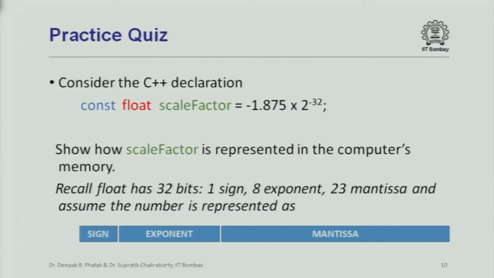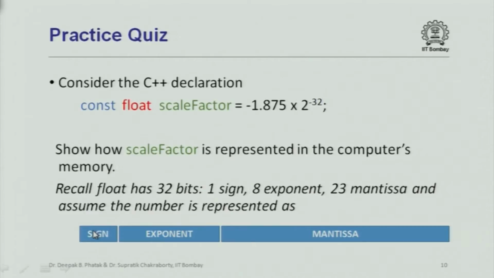Okay, so here is the quiz. Please pick up your pens and notebook. So we have this C++ declaration. There is a floating point scale factor, which is 1.875 times 2 raised to minus 32. You are required to show how this is going to be represented in the computer's memory, and we have sort of recalled what we just said, that float has 32 bits, 1 sign, 8 exponent, 23 mantissa, and the bits are going to be arranged in this way.